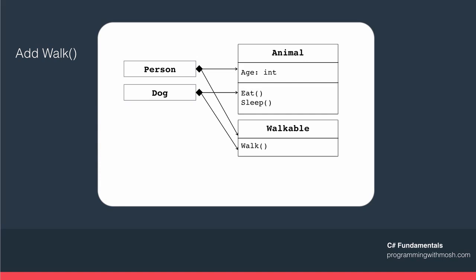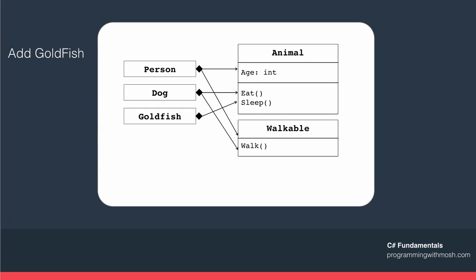Now let's say we would like to add a goldfish. So we create a new class called goldfish that is composed of animal. Goldfish cannot walk, so we are not going to create an association or relationship between goldfish and walkable. Note that in the example with inheritance, adding the goldfish class broke the hierarchy. But here we simply added a new goldfish and created a composition between goldfish and animal. Person is not modified, dog is not modified, animal is not modified, neither is walkable.